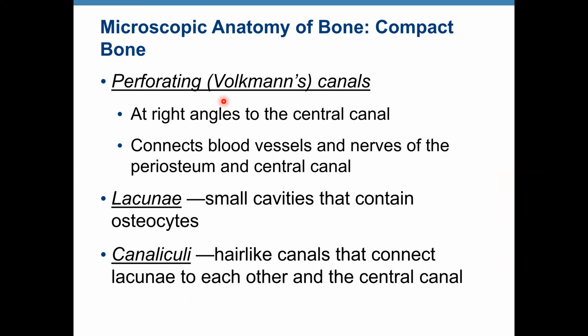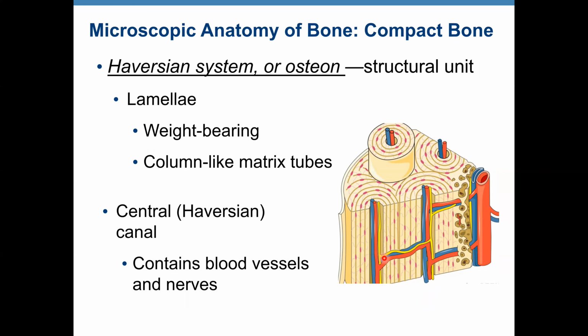What connects those central canals are perforating canals. They are at right angles to the central canal and connect the blood vessels and nerves of the periosteum and the central canal. So let's look at where we have perforating canals over here. This one is a perforating canal. This is perforating, and this one as well. And this vertical stuff, that's the central canal. Perforating canals connect central canals, and they connect them with the nutrient artery that will be here, coming from outside and entering through the nutrient foramen.